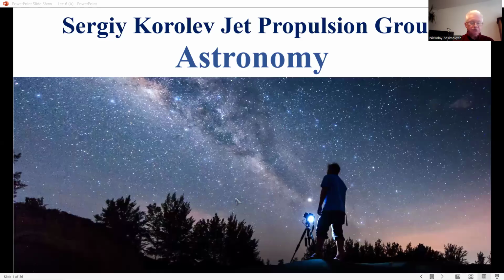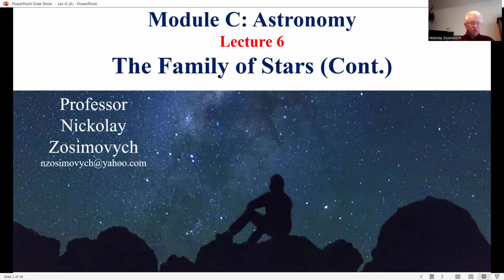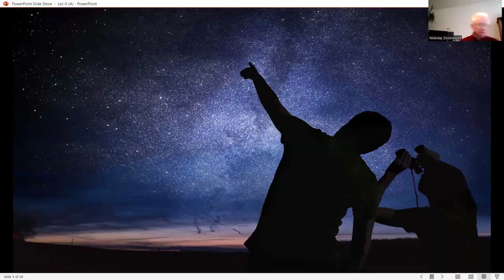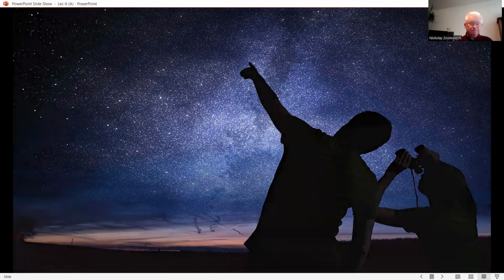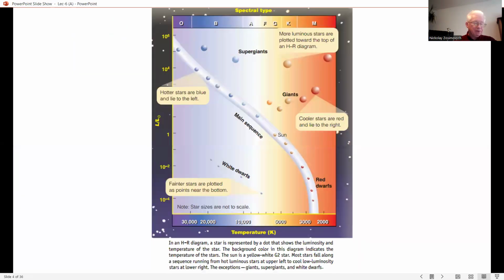Today, we are going to continue studying stars. The topic is called the family of stars. I hope you notice in the HR diagram how the artist has used color to represent temperature. I want to remind you of the last lecture now.